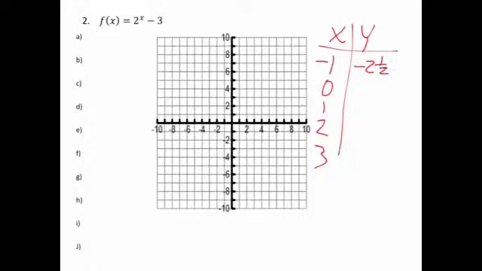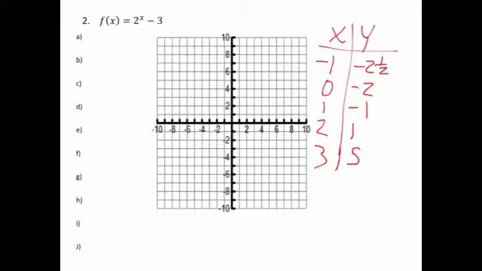And then if you plug in 0, that's 2 to the 0 power, which is 1, minus 3 is going to give me negative 2. If you plug in 1, you're going to get 2 to the first, which is 2, minus 3 is going to give me negative 1. If you plug in 2, 2 to the second power is 4, minus 3 is going to give me 1. And then if you plug in 3, you're going to get 2 to the third, which is 8, minus 3 will give me 5. So now I've got my points ready to go.